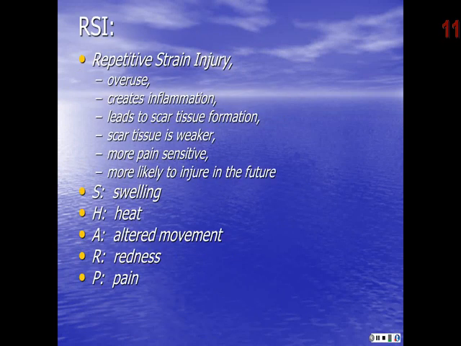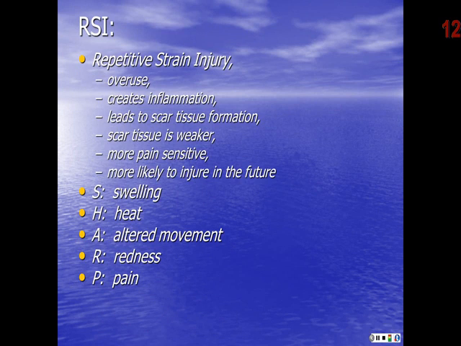Repetitive strain injuries are injuries that occur from overuse. The overuse causes inflammation, which leads to scar tissue formation. In the process of inflammation, you have swelling, heat, altered movement from increased blood flow to an area, redness, and pain. This also brings more nutrients at the same time and increases the rate of chemical reactions. The inflammatory mediators trigger the production of pain. Scar tissue is weaker, more pain sensitive, and more likely to injure.